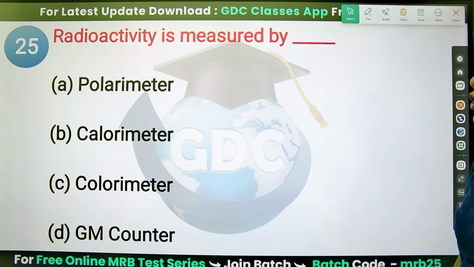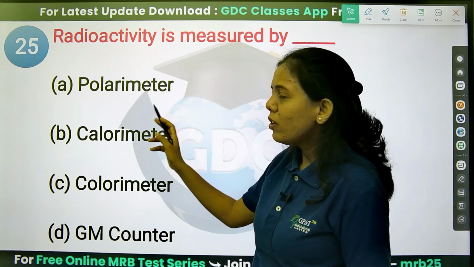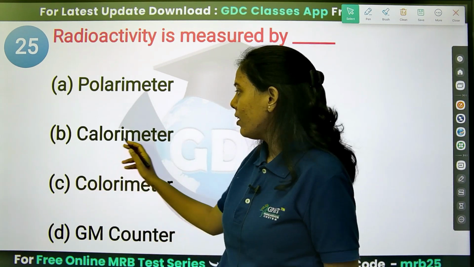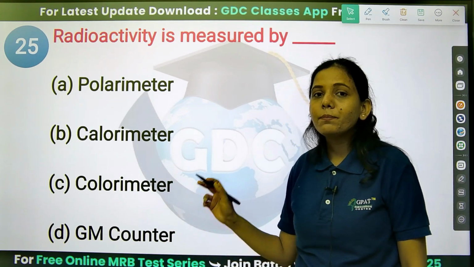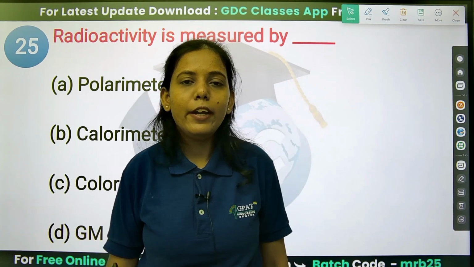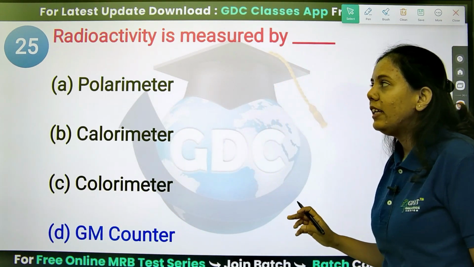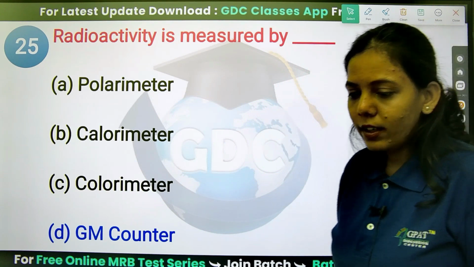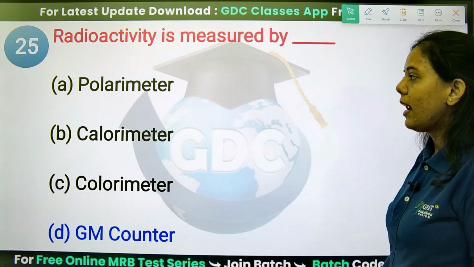Radioactivity, it is measured by polarimeter, calorimeter, colorimeter. So these are nothing but polarizing radiations, calorimeter, colorimeter. GM counter, which we have seen, is to measure the radioactivity using the ionization chamber. So option D, that is GM counter, is the right answer.